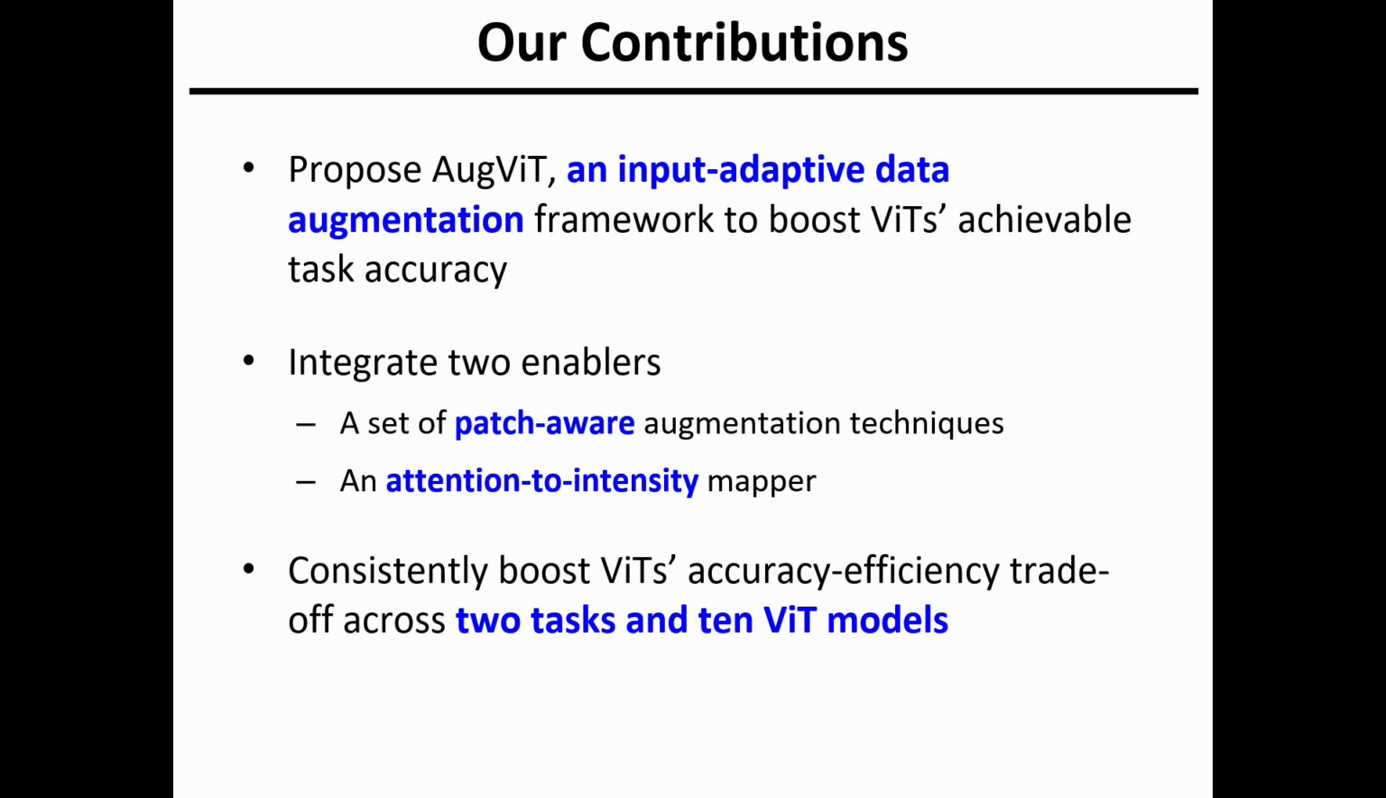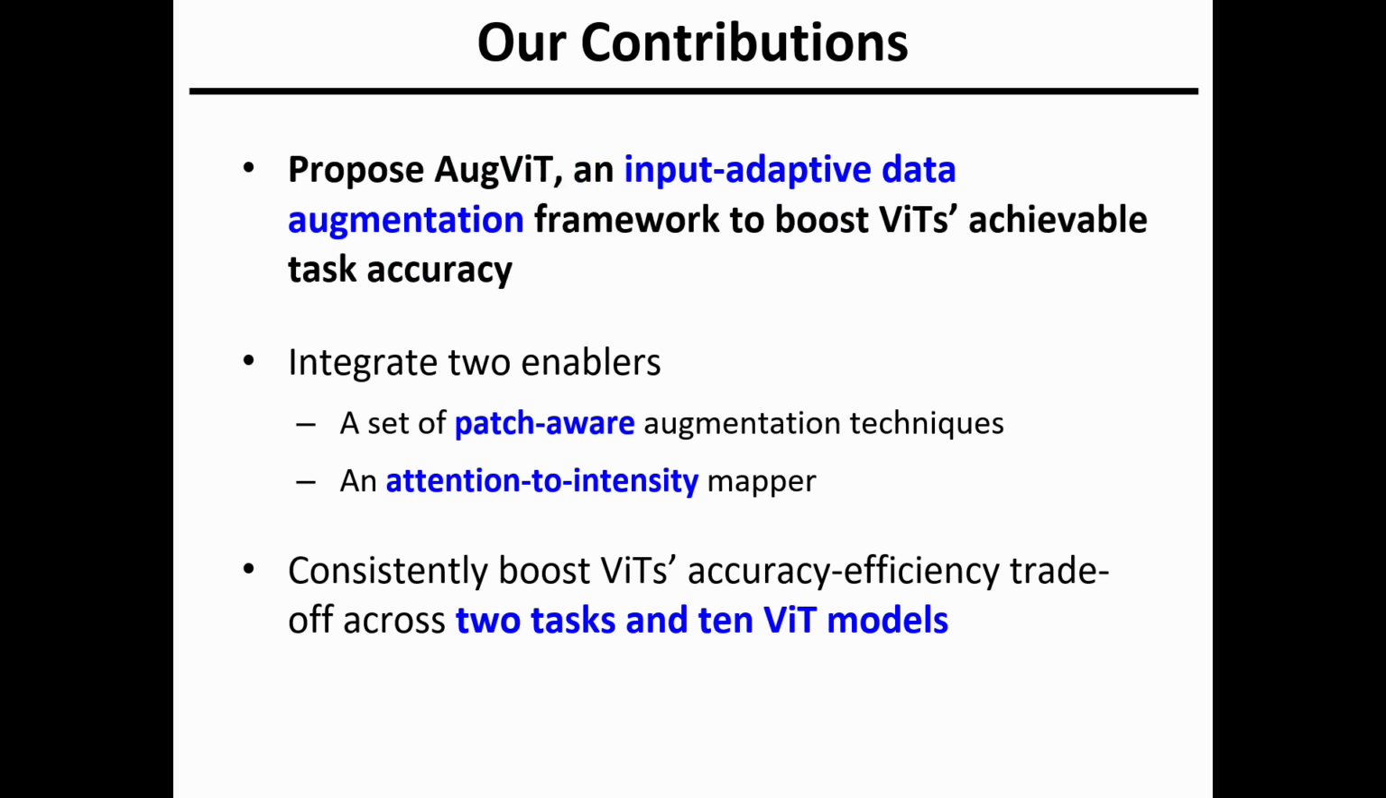And here are the major contributions of our proposed AugViT framework. Firstly, we propose AugViT, an input-adaptive data augmentation framework to boost vision transformers' achievable task accuracy. Secondly, our proposed AugViT integrates two enablers, a set of patch-aware augmentation techniques and an attention-to-intensity mapper. And the experiments have shown that our proposed framework can consistently boost vision transformers' accuracy-efficiency trade-off across 2 tasks and 10 vision transformer models.